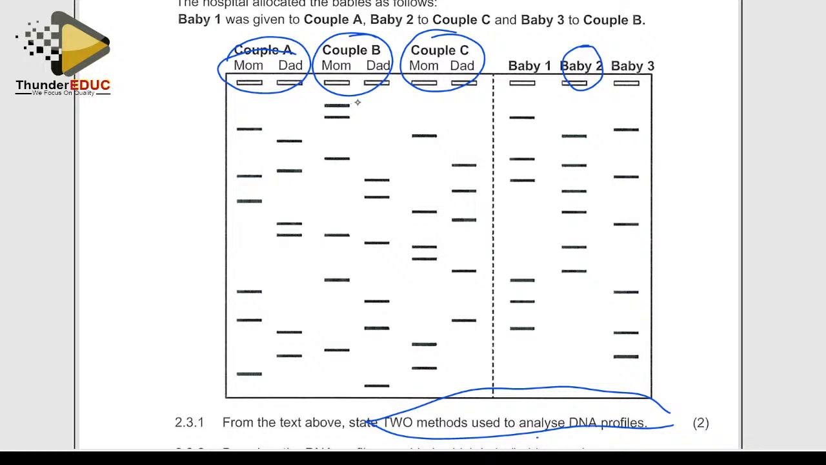So it means that, this is a father, okay, baby number 2. They said baby number 1 was given to couple A, baby number 2 to couple C, meaning that, okay, let's find out. This matches with that for mother. All of them must be matching. Yes, and this one matches with the mother, this one matches with the father, swapping them.